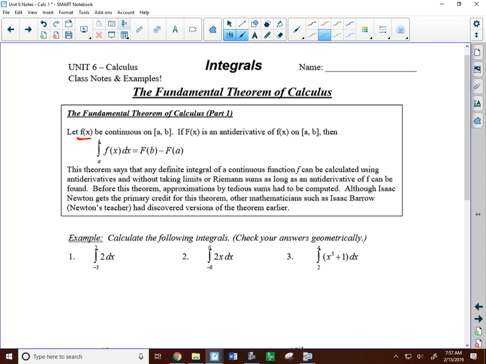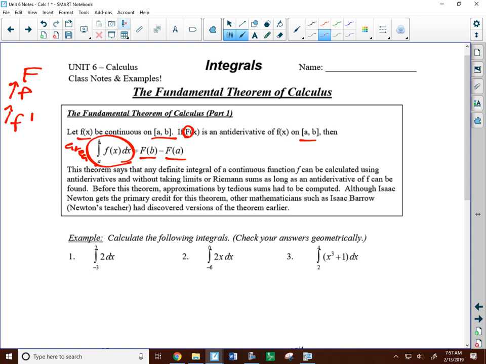If you have a continuous function f on a closed interval, and remember this, we use capital F to signify the antiderivative. If you were at f prime, going backwards would be f, but then going backwards from here would be capital F. So capital F is an antiderivative on the closed interval [a, b]. Then the integral of f of x from a to b, in other words, the area under the curve, is equivalent to capital F of b minus capital F of a.